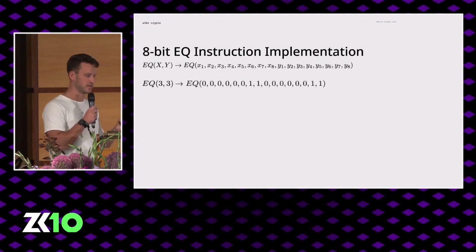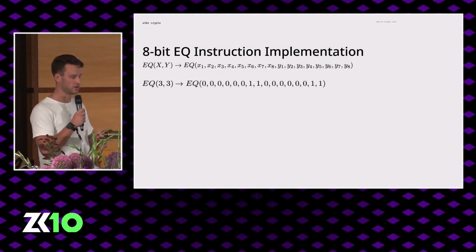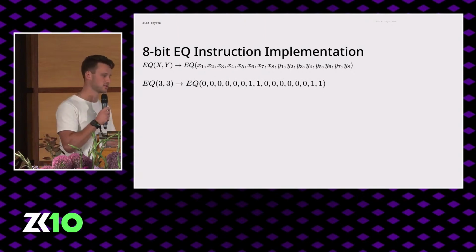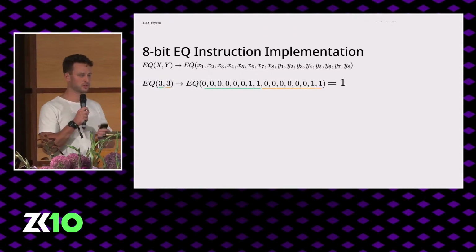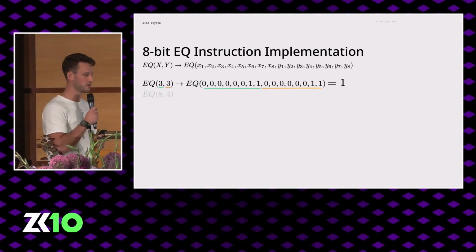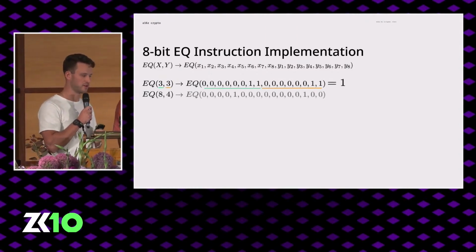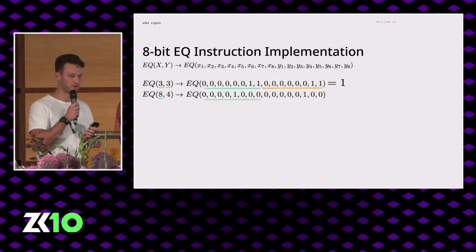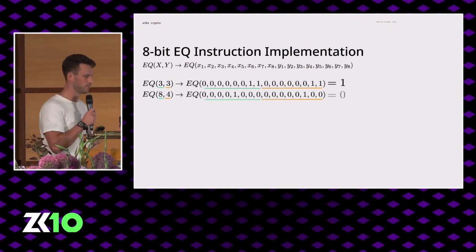So again, we'll take our EQ of integer operands and convert it into bit vectors. So this is 3 and 3. All of those bits individually are equal, so we'll return a 1. Now we can do the same for 8 and 4. Those bits are not all equal, so we'll get a 0.